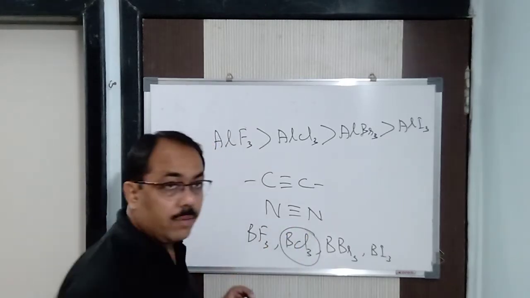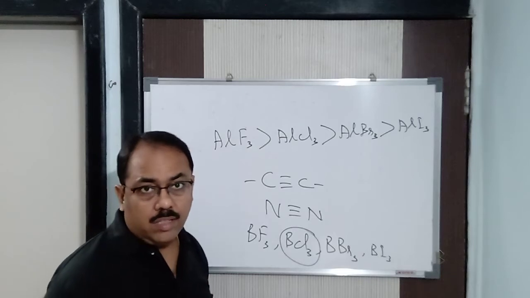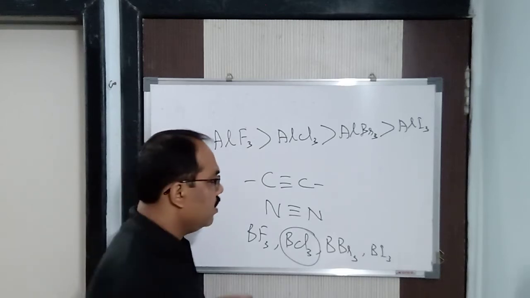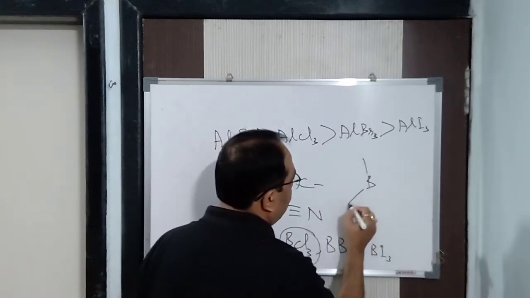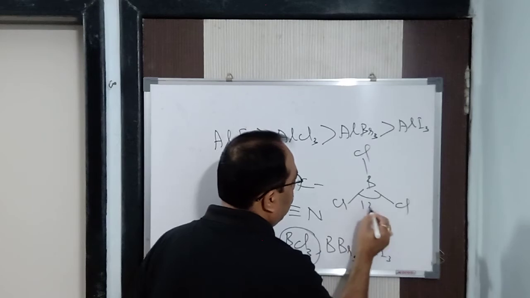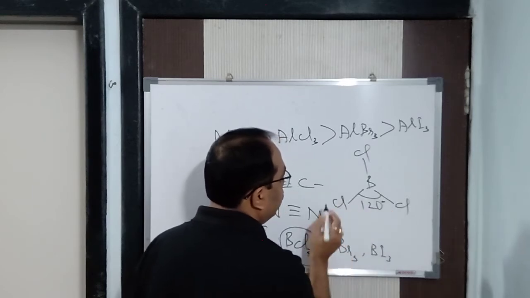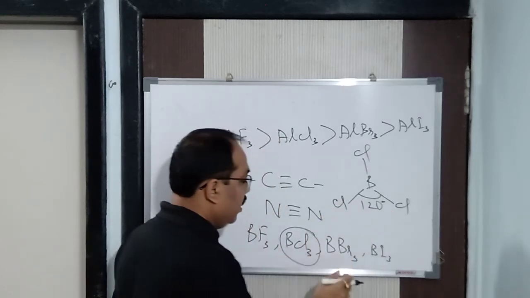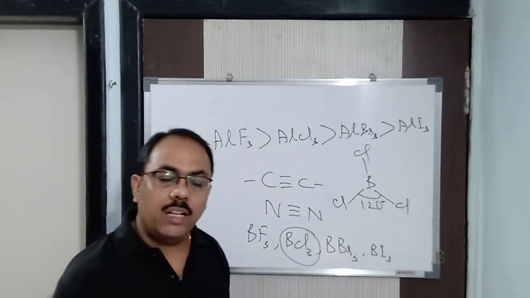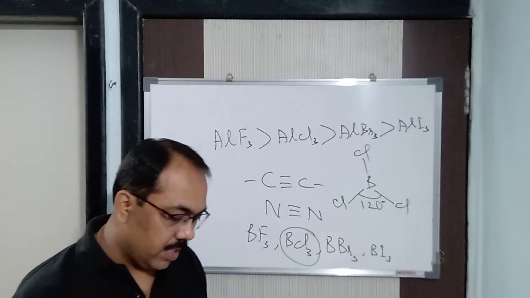It is sp2 hybridized. Alright, AB3 type of molecule, BCl3. This is your BCl3. What is the bond angle? It is 120 degree. So the same thing, BCl3, BF3, BBr3, BI3, all of them will have a bond angle of 120 degree only.